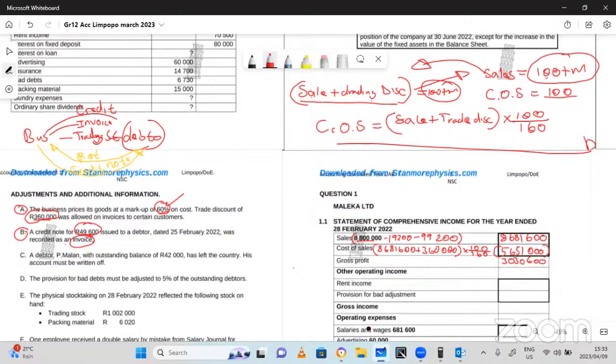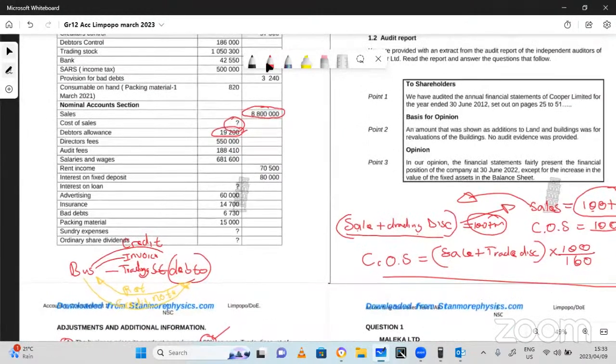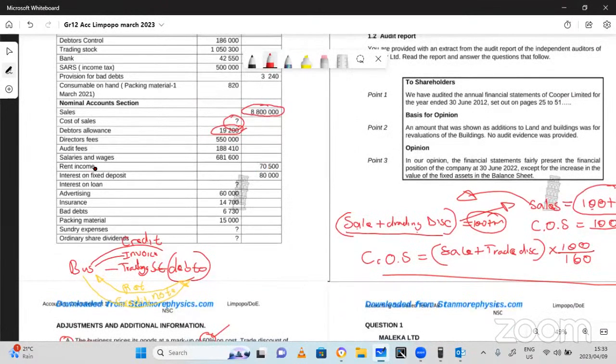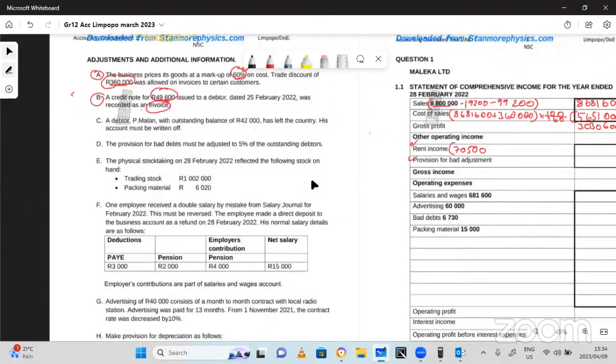So we move on to other operating income. It's nice because they have indicated that we have a rent income and the provision for bad debt. So now we go straight to our rent income and see the figure. We'll see it in your nominal account section on the trade side. So this is our rent income, which was 70,500. We go and put it there, 70,500. Then check whether there is any transaction with respect to rent, any additional adjustment.